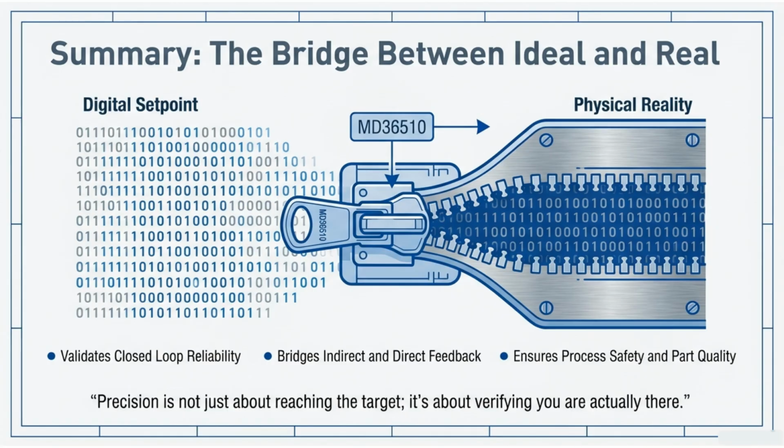In summary, machine data 36510 is the bridge between the digital setpoint and physical reality. It validates closed-loop reliability, bridges indirect and direct feedback, and ensures both process safety and part quality. Precision is about verifying you are actually there.